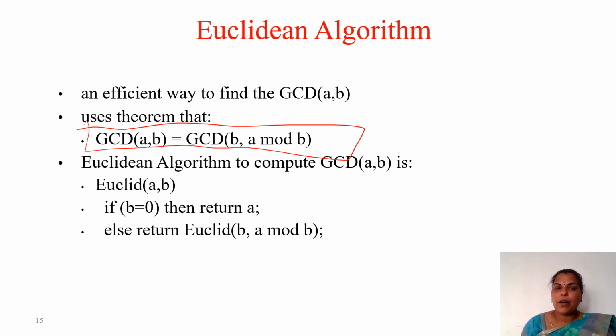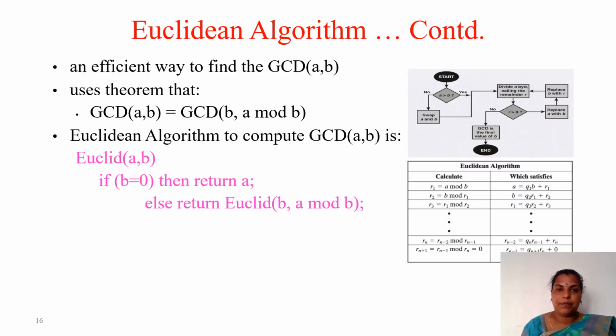So how we are performing this algorithm means we are calling Euclid of a comma b. If b equal to 0, then we have to return a, else return Euclid of b comma a mod b. So repetitively we are performing the GCD operation as in the example. It is the same thing, only here it is given in the algorithmic format.